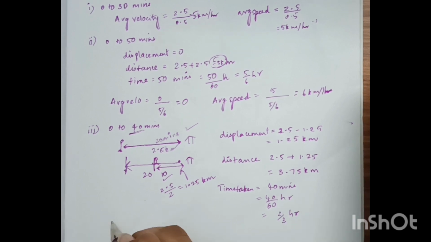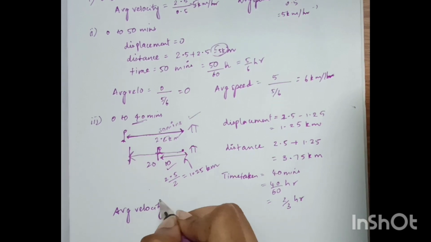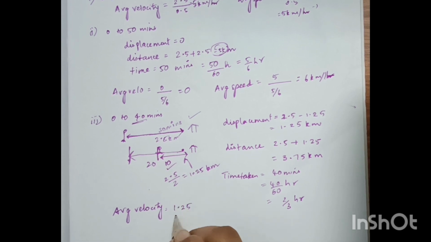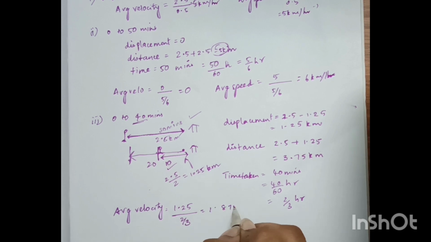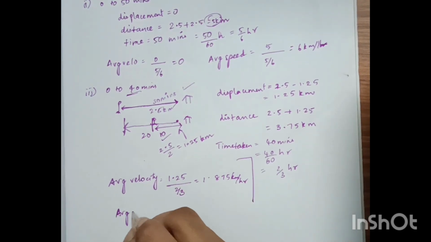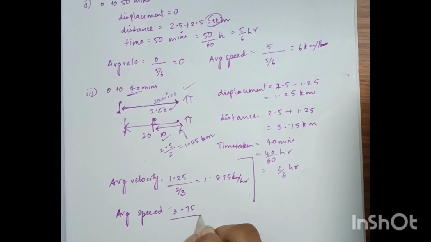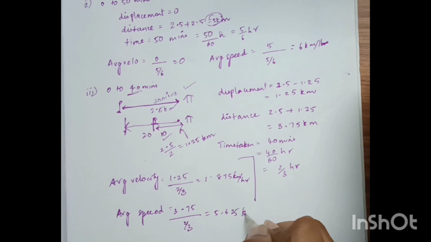Okay, so let us find average velocity. Average velocity is net displacement by time. Displacement is 1.25 by time is 2 by 3, that is equals to 1.875 kilometer per hour. Okay, let us find average speed. That is equal to 3.75, that is distance by time 2 by 3, that is equals to 5.625 kilometers per hour.